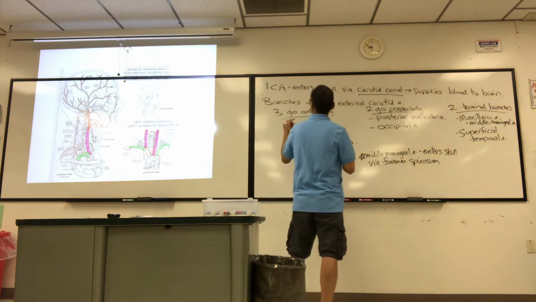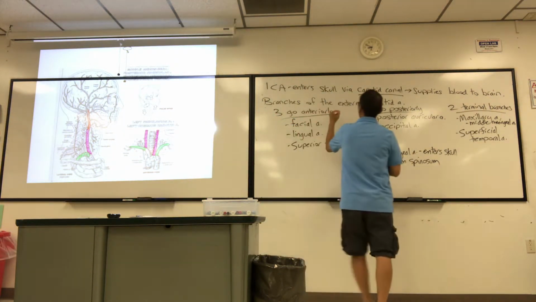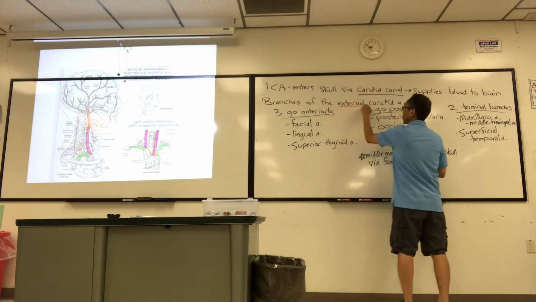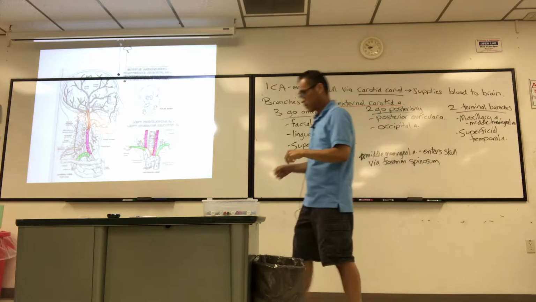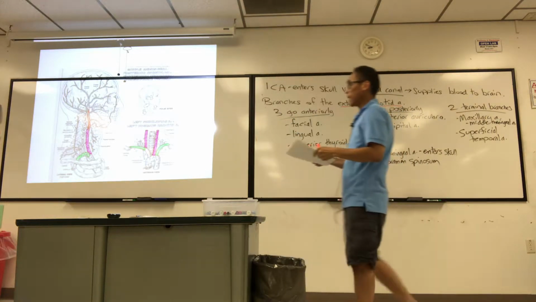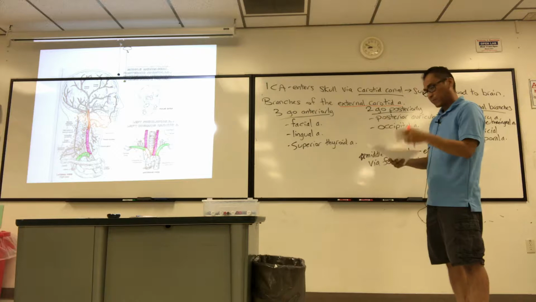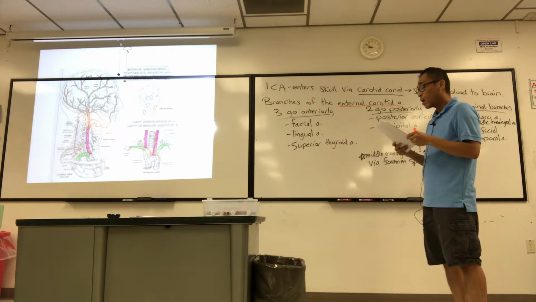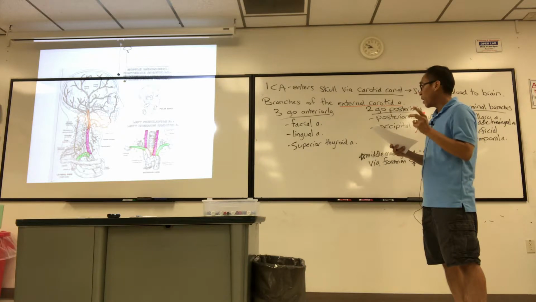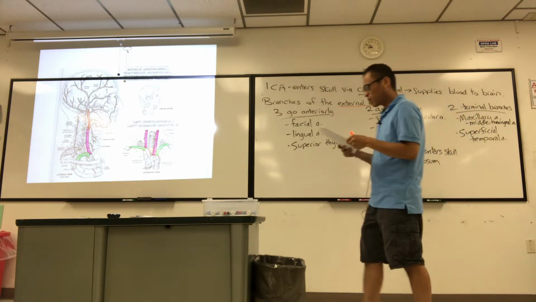So that was the external carotid, colored in that orange color. And then I went through all the branches that came off of that sucker to supply blood to the external skull. I taught the facial artery.